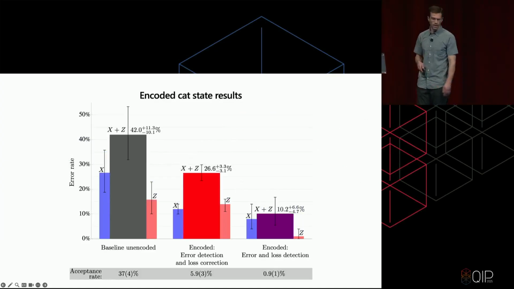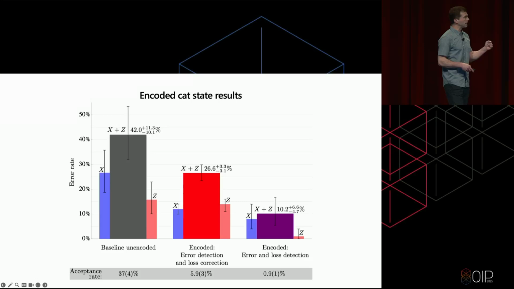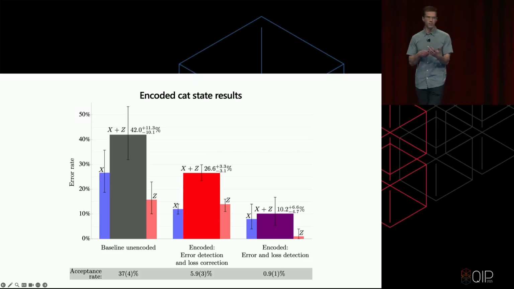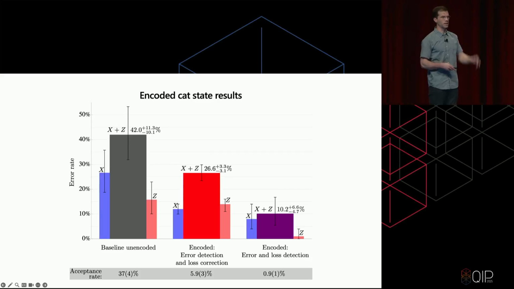So on the left is the unencoded qubit. It shows the error rate in the x basis. When you measure a cat state in the x basis, you should measure just a random string of ones and zeros that has even parity. And when you measure in the z basis, you should measure either the all zero string or the all one string. Anything else is an error. And so here I'm plotting the x error, the z error, and the sum of their errors in the middle.